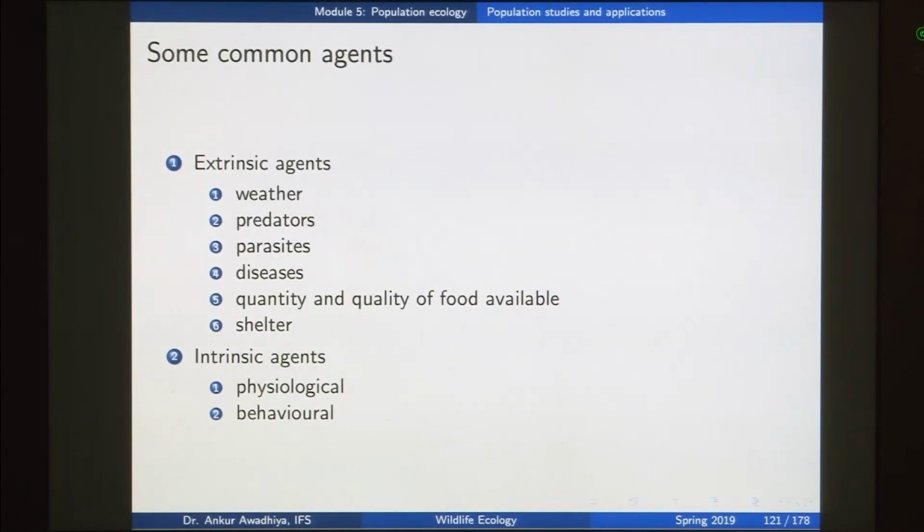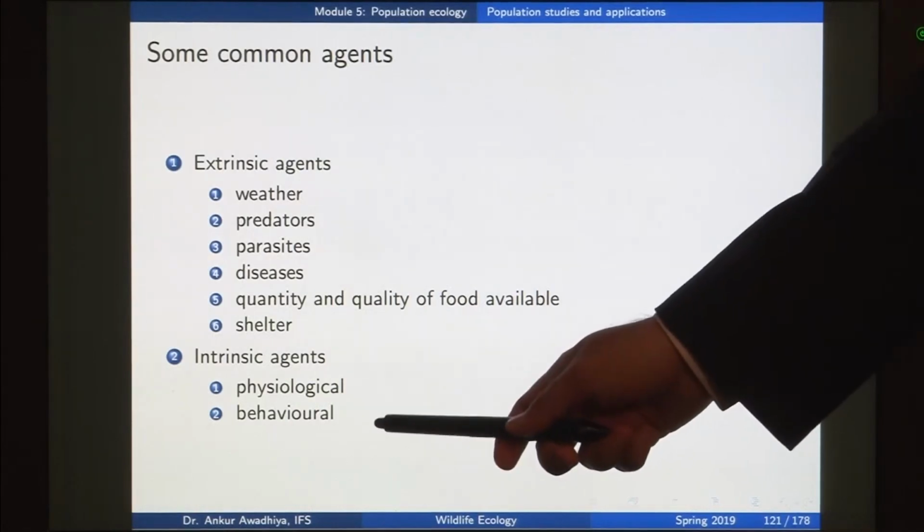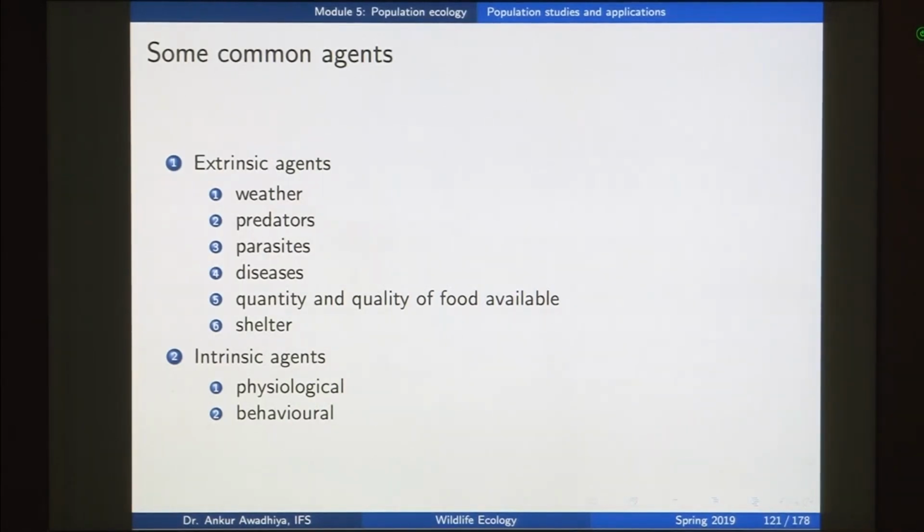So intrinsic reasons are things that are physiological or behavioral. Now when we talk about physiological reasons, probably there was something in the shape of hormones that changed in the bodies of these organisms, because of which they were able to lay much more number of eggs.